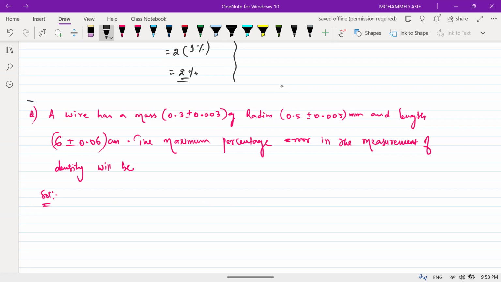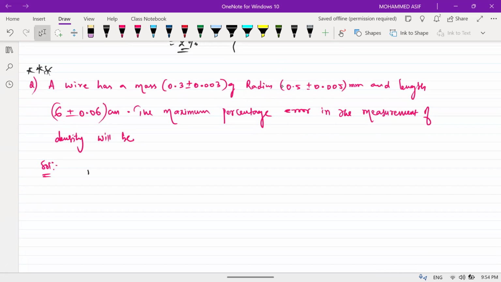Good question, beta. A wire has a mass of 0.3 plus or minus 0.003 gram. Radius 0.5 plus or minus 0.005 and length is 6 plus or minus 0.06 centimeters. The maximum percentage error in the measurement of density will be equal to how much? पहले मास दे रखा है, मास कितना? 1%, radius 1%, length 1%. 4%. Very good.